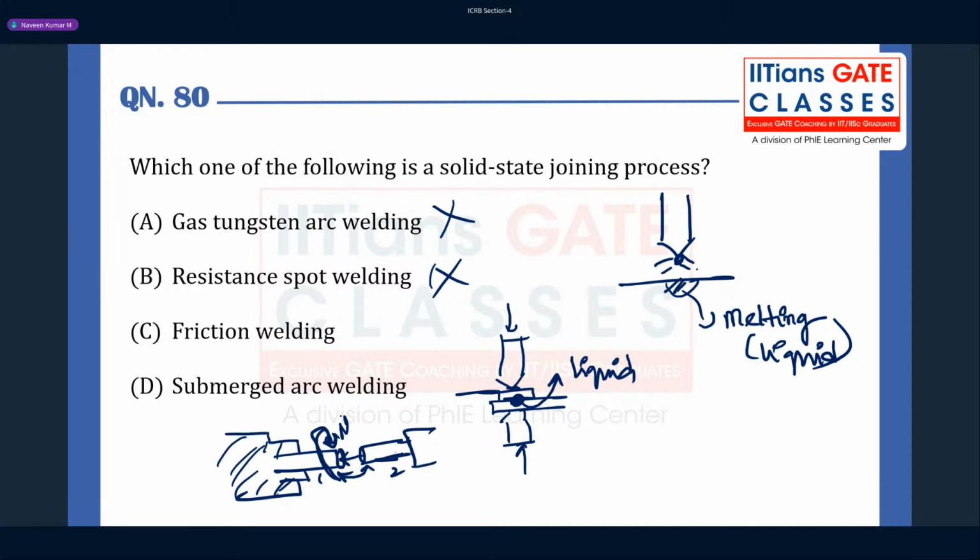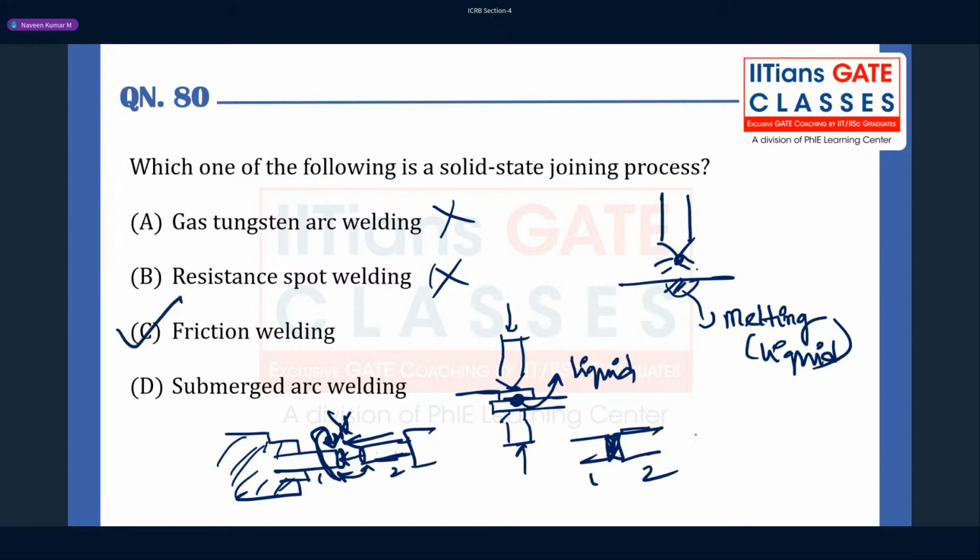Once that is done, you stop the RPM, and then you apply some force and wait for some time. This 1 and 2 will be stuck like this. Some kind of flash is created, and rod 1 and rod 2 are stuck to each other in solid state itself. So that's why friction welding is known as solid state welding.